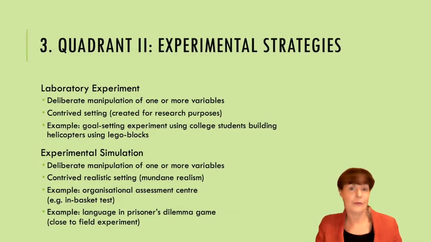Okay, so then we come to quadrant 2, which are basically the experimental strategies. And again, we have two strategies in this quadrant: the laboratory experiment and the experimental simulation. The difference between the two is mainly in the realism of the setting, which is very low in the laboratory experiment, so very low on context, and is a little bit higher in the experimental simulation. So a laboratory experiment would deliberately manipulate one or more variables in a laboratory.